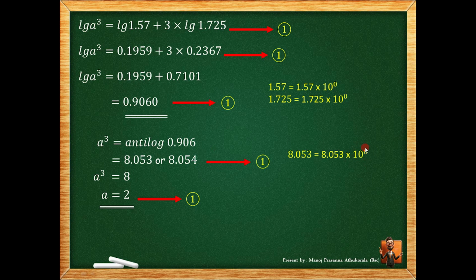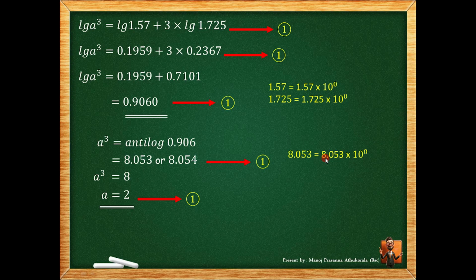And then you know that I write 8053 as 8.053 times 10 to the power 0. How did I take this 10 to the power 0? That 0 is nothing but the first digit. Why? That index, we use that index as the first digit here.